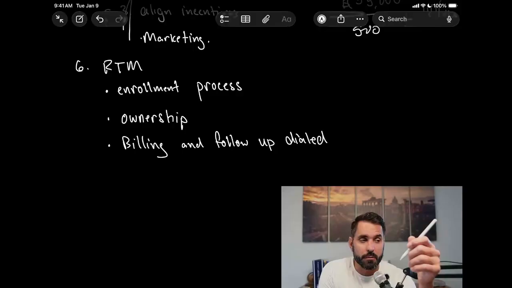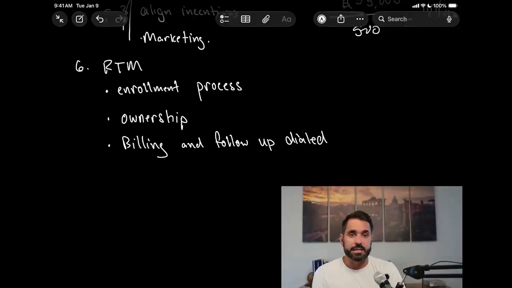But remote therapeutic monitoring is just basically a system where you can monitor patient care outside of the treatment room. Okay.